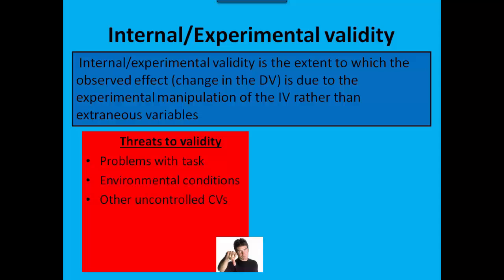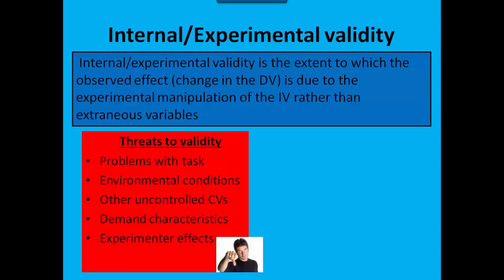Any other uncontrolled CVs. So for example, if something happened before the participants went into the experiment in one condition, this might affect their performance, and it would be this that causes the change in the DV, not the IV. Demand characteristics will also affect internal validity when participants are trying to guess what the hypothesis is and look for clues or cues and then change their behaviour accordingly.